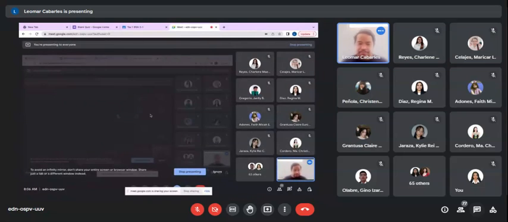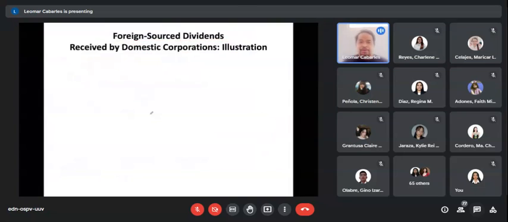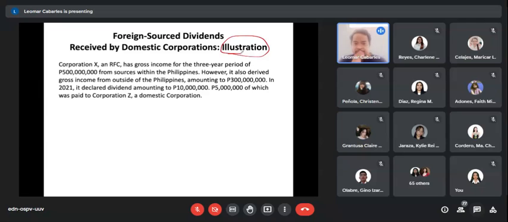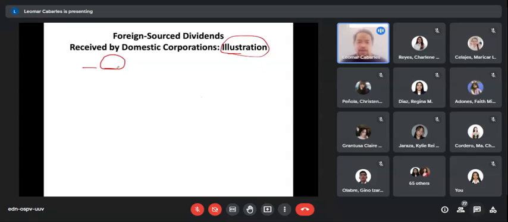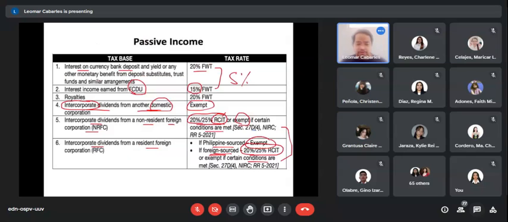So, okay. I have here the illustration for you to appreciate it more. So, Corporation X, okay, non-resident, sorry, isa daw siyang resident foreign corporation. So, let me just repeat, no? Kung galing yan sa resident foreign corp, kung Philippine source, exempt yan.